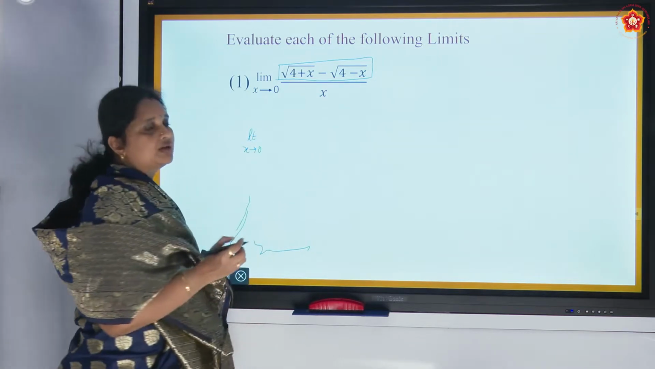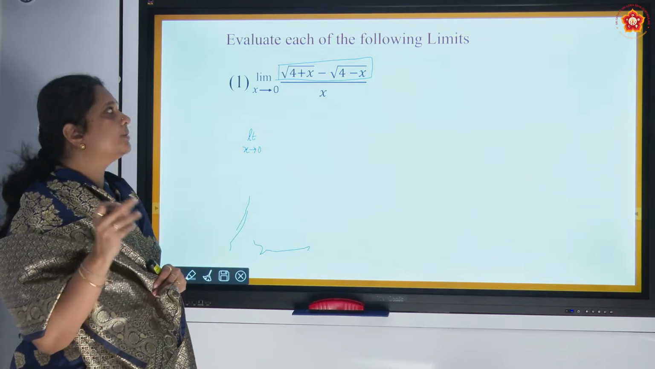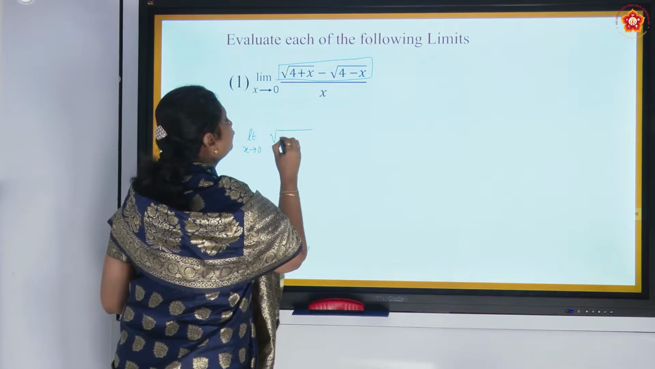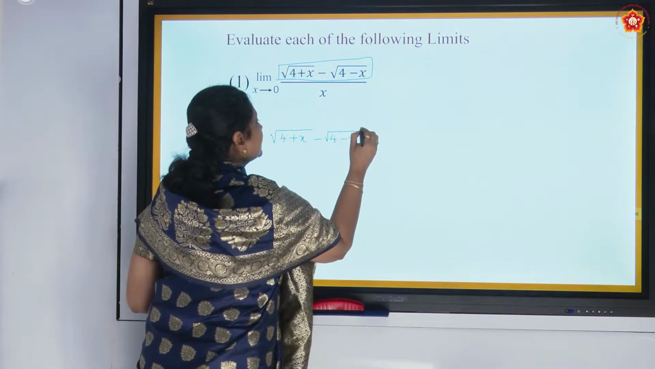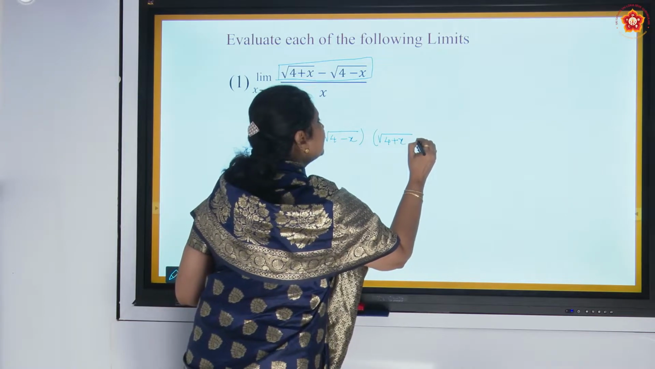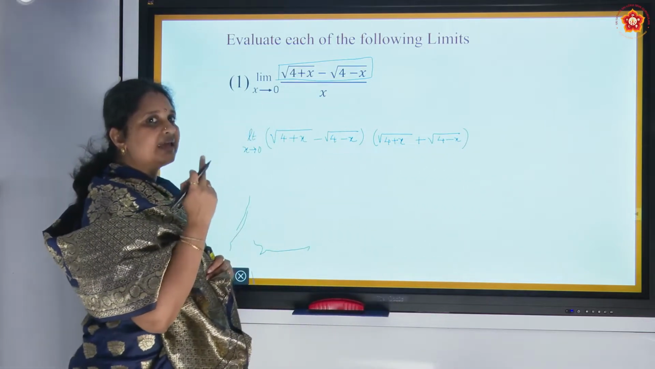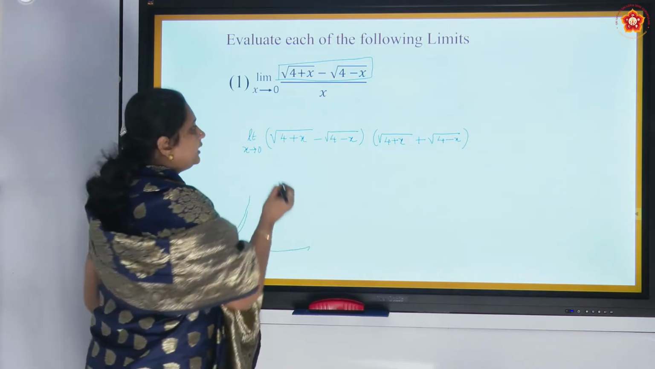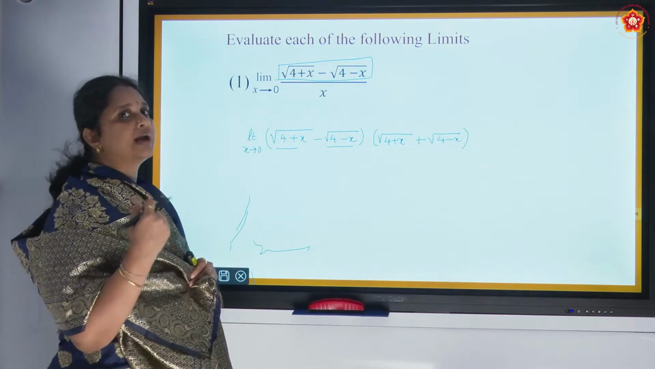You would have dealt with irrational numbers in grade 9. You know how to rationalize an irrational number, right? So you need to multiply by its rationalizing factor. Now what is the rationalizing factor of root of 4 plus x minus root of 4 minus x? The rationalizing factor would be root of 4 plus x plus root of 4 minus x. When I multiply these two, it becomes a plus b into a minus b. So it's as good as a square minus b square, meaning I will be squaring this and then squaring this, wherein it gets converted into a rational number.